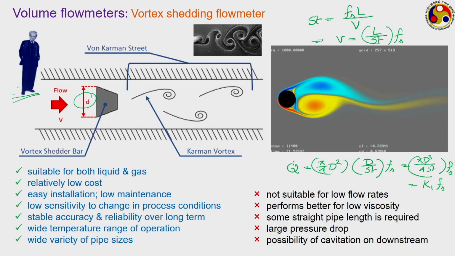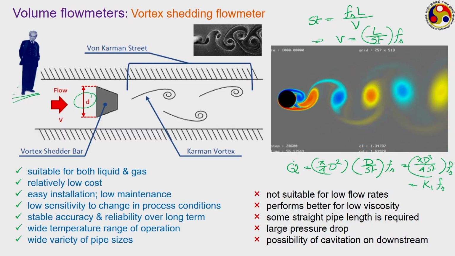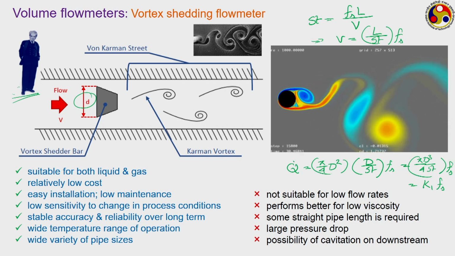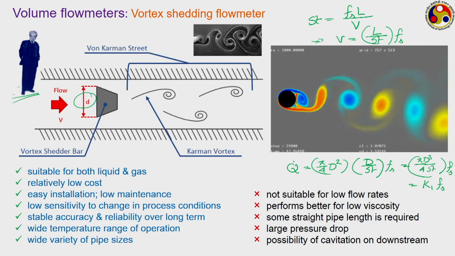So, vortex shedding flow meter is for high velocities, it is a very good option to have, definitely not as common as the previous three, but it is an interesting one, and it is also commercially available.